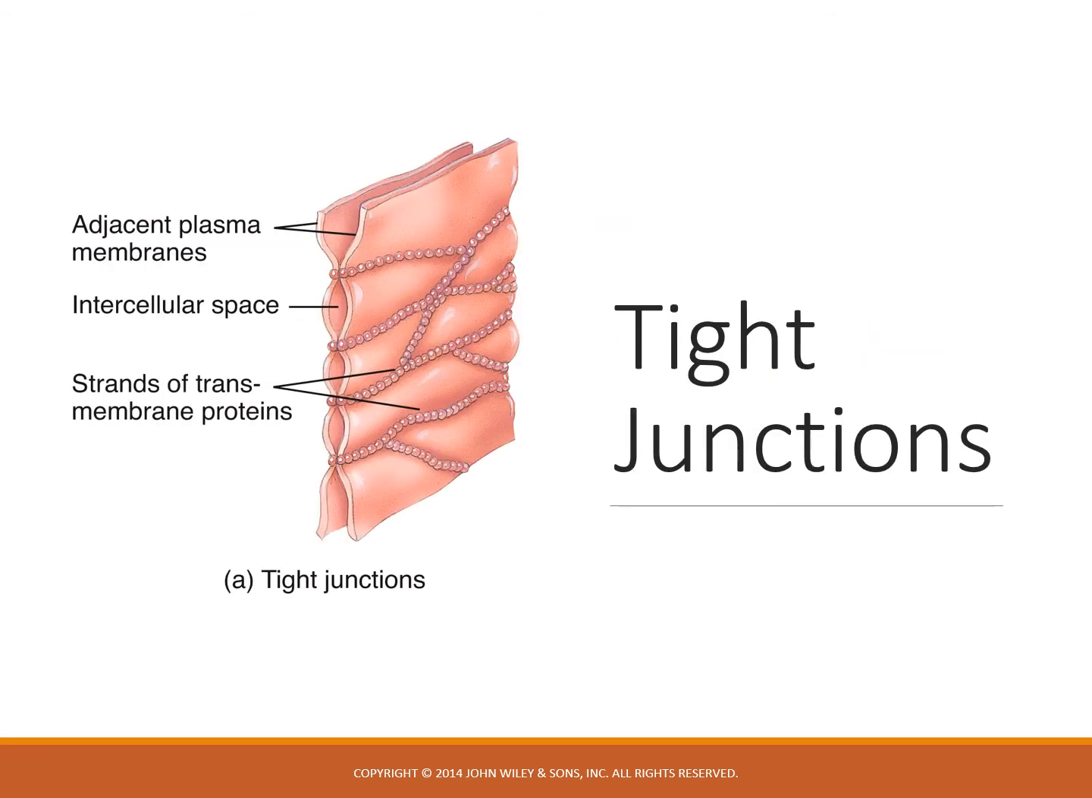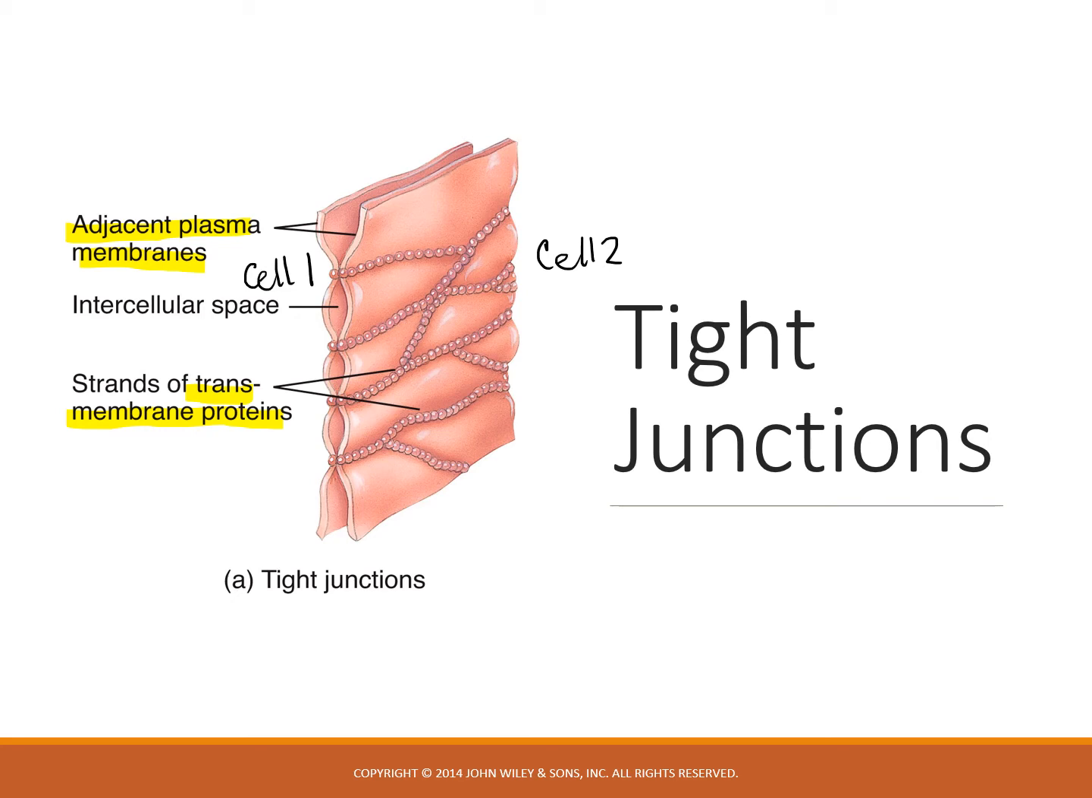Tight junctions consist of web-like strands of transmembrane proteins. You can see they are here, these transmembrane proteins that fuse together the outer surfaces of adjacent plasma membranes to seal off passageways between adjacent cells. As you can see, these two plasma membranes are from adjacent cells. You're going to have cell 1 on this side, and cell 2 on this side.